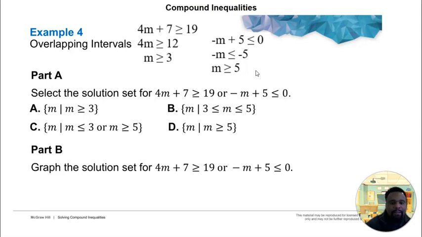Think about it graphically. Closed circle on 3 going to the right. Closed circle on 5 going to the right. I need to select the graph that's going to include both. And so the one I want to choose that will include both is m is greater than or equal to 3, which will be A. All right. Graph the solution set. I'm going to have a closed circle on 3 going to the right.